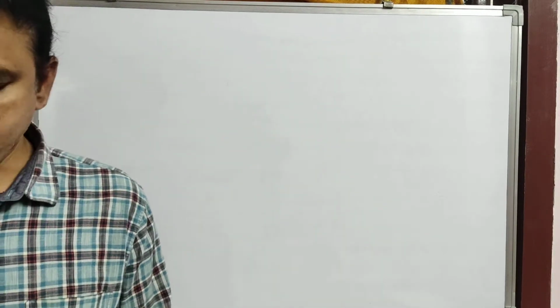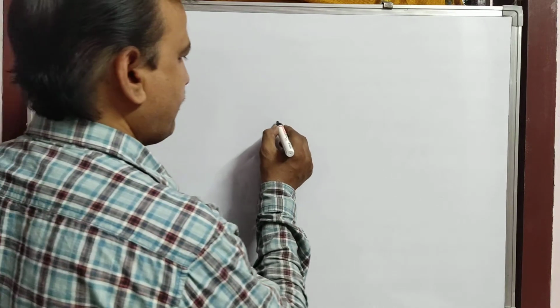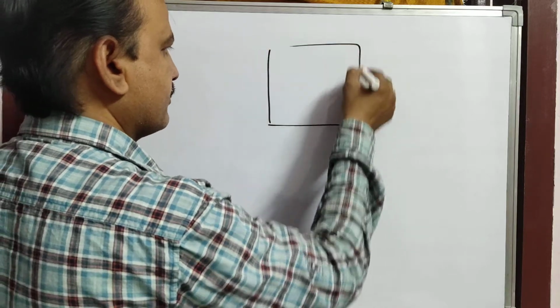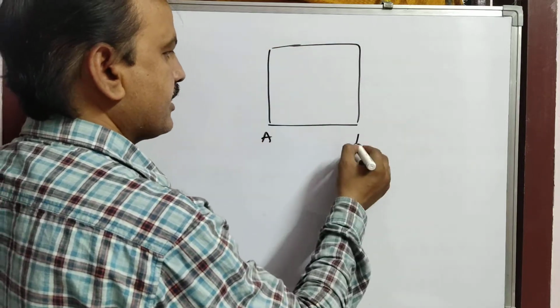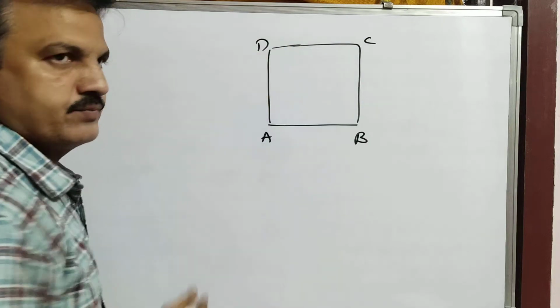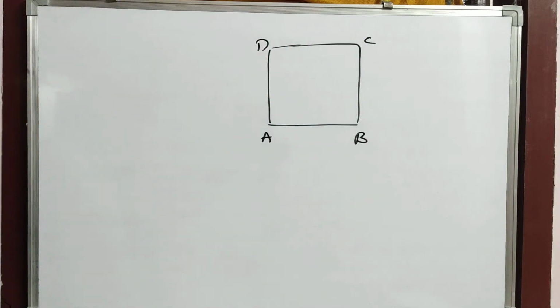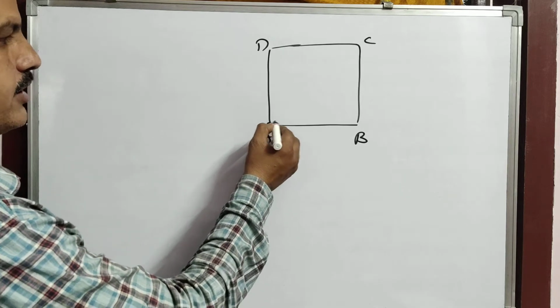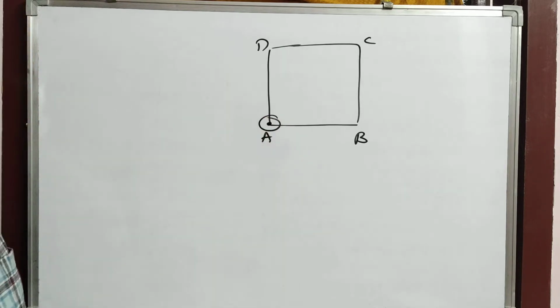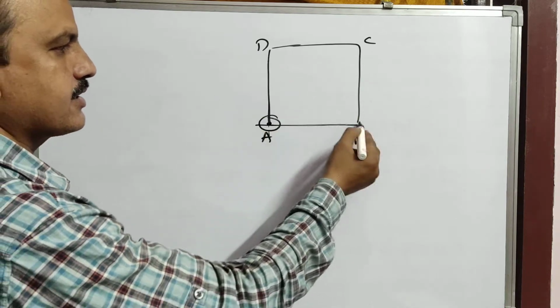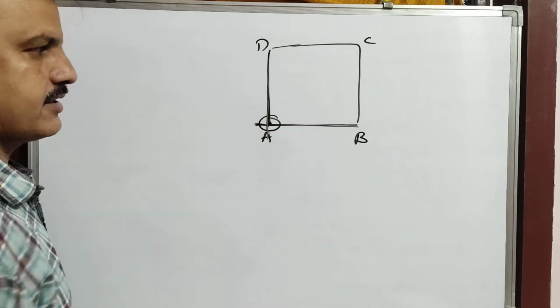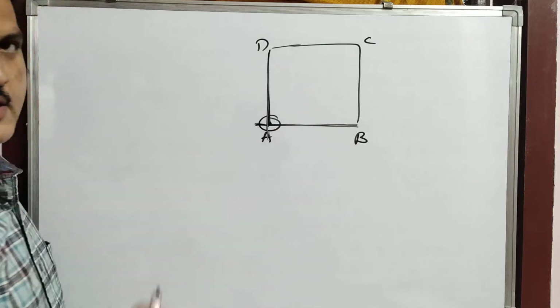Now if you see, a clear picture is given in the question, approximately like this. It is named A, B, C, D. Is it clear? And they have posted some flags, right? Suppose we take A as the origin. Take A as the origin. That means this is the x-axis and this is the y-axis.